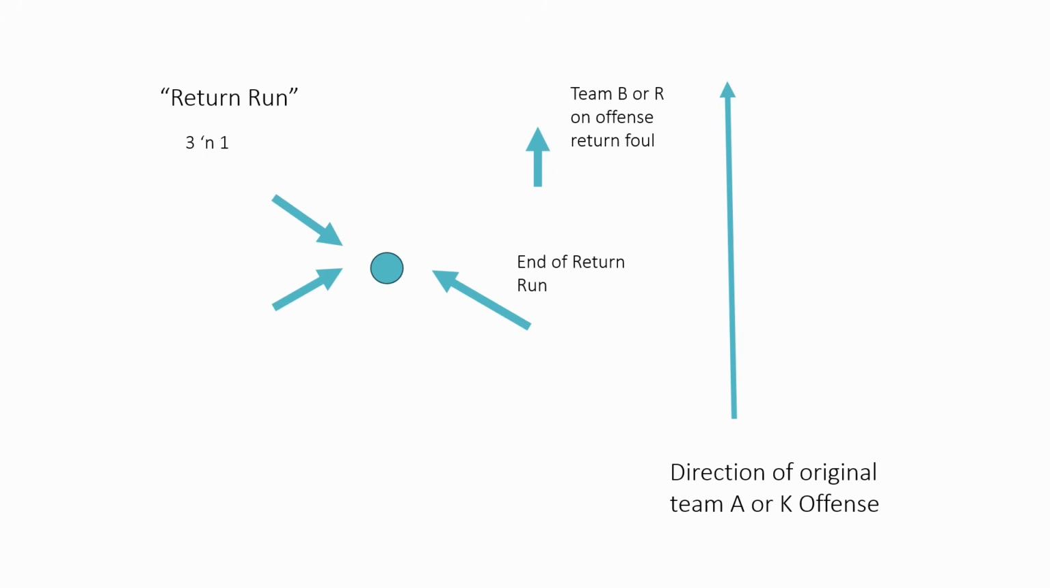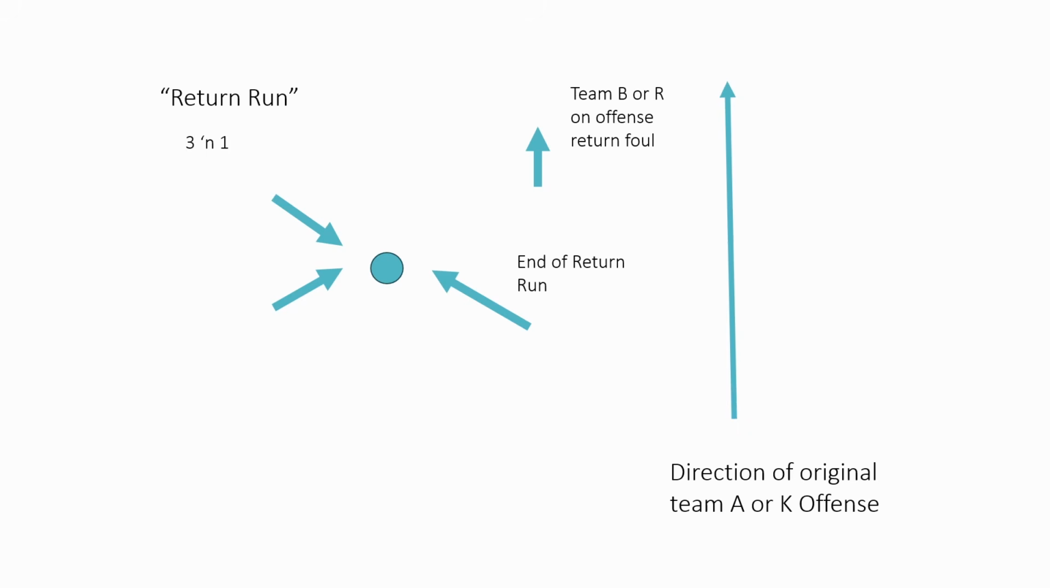Let's talk for a moment about fouls during a return run. B intercepts, they're running back. So B is now on offense. Or R is returning the kick. Their R is now on offense. That's the traditional 3-and-1. The original offense in this example was going from bottom to top, but once B intercepts or R is returning, now they're heading in the opposite direction. So Team B or Team R in this example would be on offense.